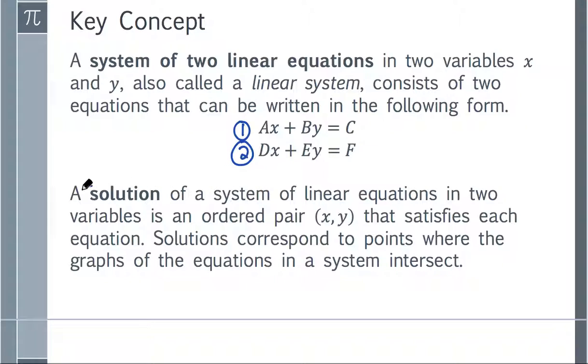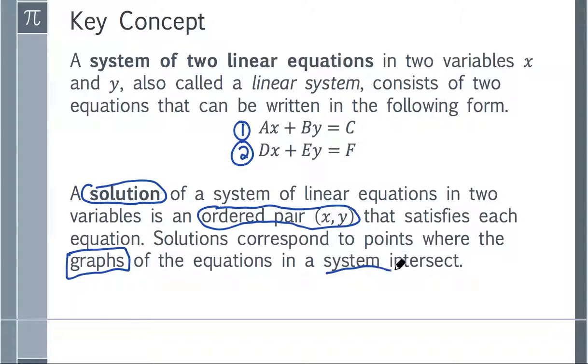So we say a solution to this system will be an ordered pair. Notice it's going to be an x comma y that satisfies, or makes true, both of these equations. So when I substitute in both the x value and the y value into both equations, I get a true value. Now what's interesting is when I graph both of those equations, I get 2 lines, and that solution will actually be the intersection of both of those lines.